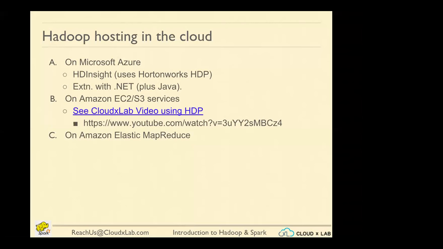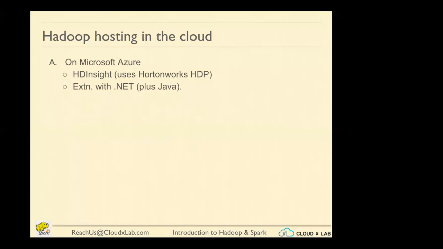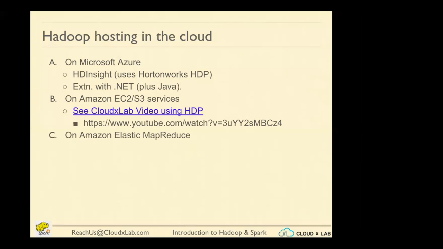Now on Amazon Elastic MapReduce, you can also install. Let me go back here. So first is Microsoft Azure using HDInsight. Second is using Amazon EC2 services, where we have to install Hadoop and so on. While Amazon Elastic MapReduce provides a version of MapReduce, a way of programming. In that case, you don't have to install any Hadoop or Spark. You can simply submit whatever job you were running locally to Amazon Elastic MapReduce.